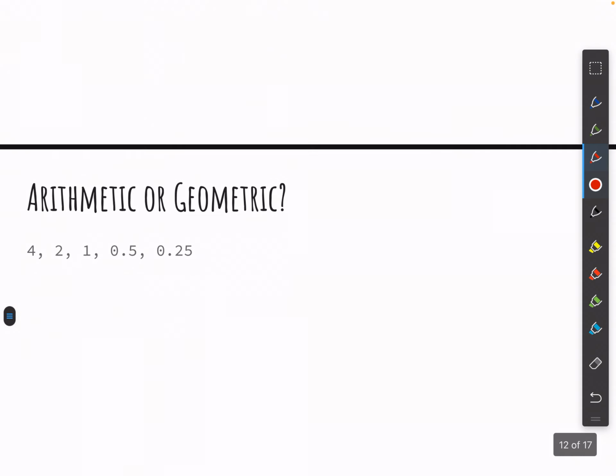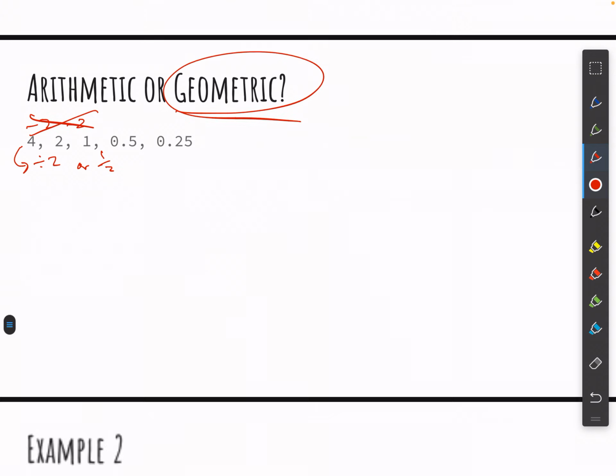Let's see if I can get my pens to work. Okay, this one. Clearly we're going down here. We're either subtracting 2 or we're dividing by 2, right? Or we can say we're multiplying by a half, either way. And it turns out subtracting by 2 does not work after that second pattern, so we're going to move down to the division or multiplying by a half. And that one ends up working, right? Each one of these is half of the previous term. So this is going to be geometric.